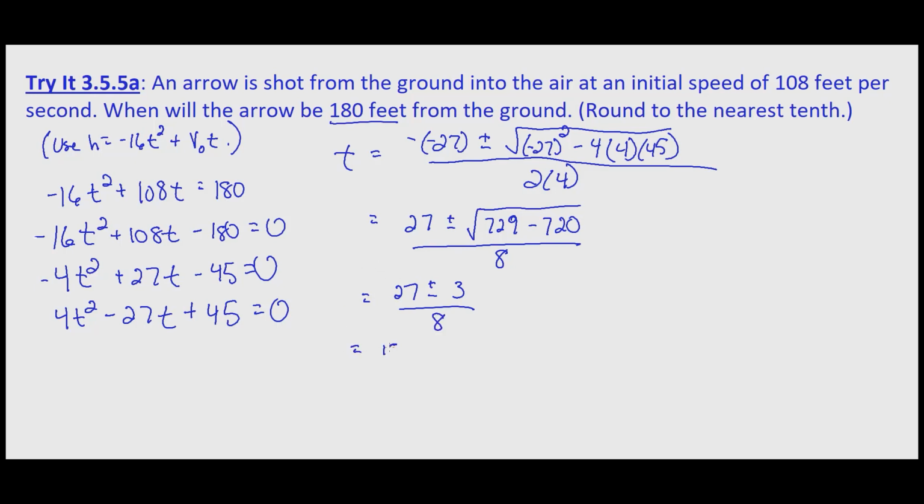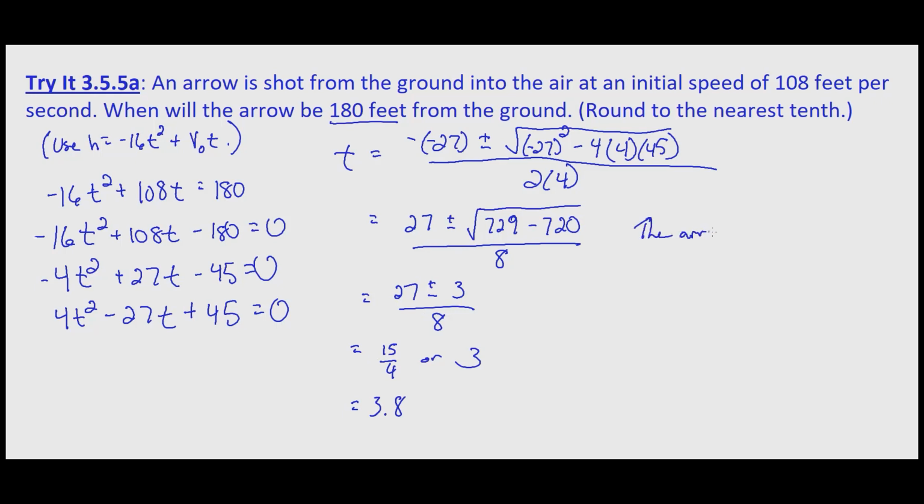So that's going to be 15 fourths. 27 plus 3 is 30. 30 eighths is 15 fourths. Or if we subtract, 27 minus 3 is 24 eighths, which is 3. It says to round to the nearest tenth, so if we took 15 fourths, that equals 3 3/4, which is just 3.75. Rounded to the nearest tenth is 3.8.